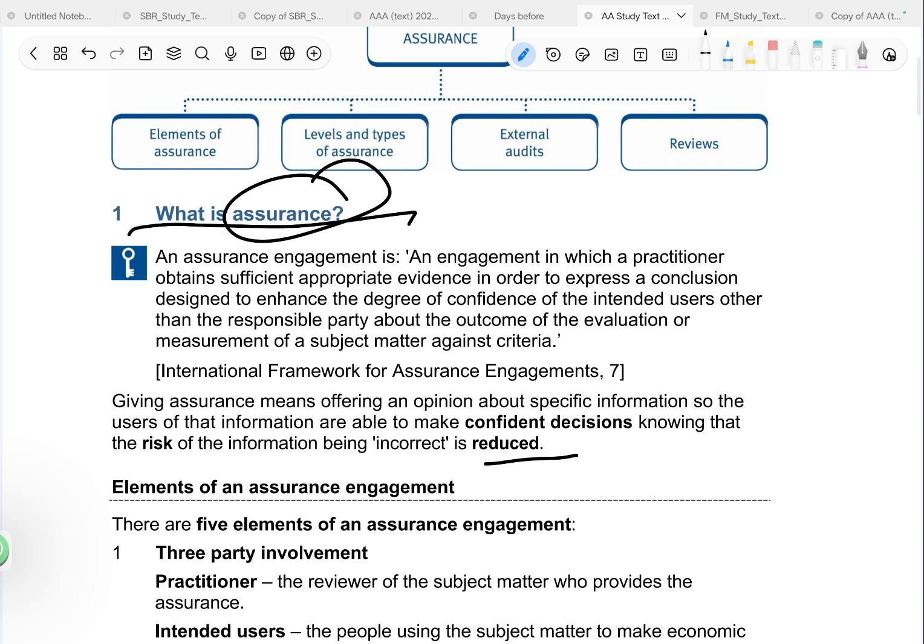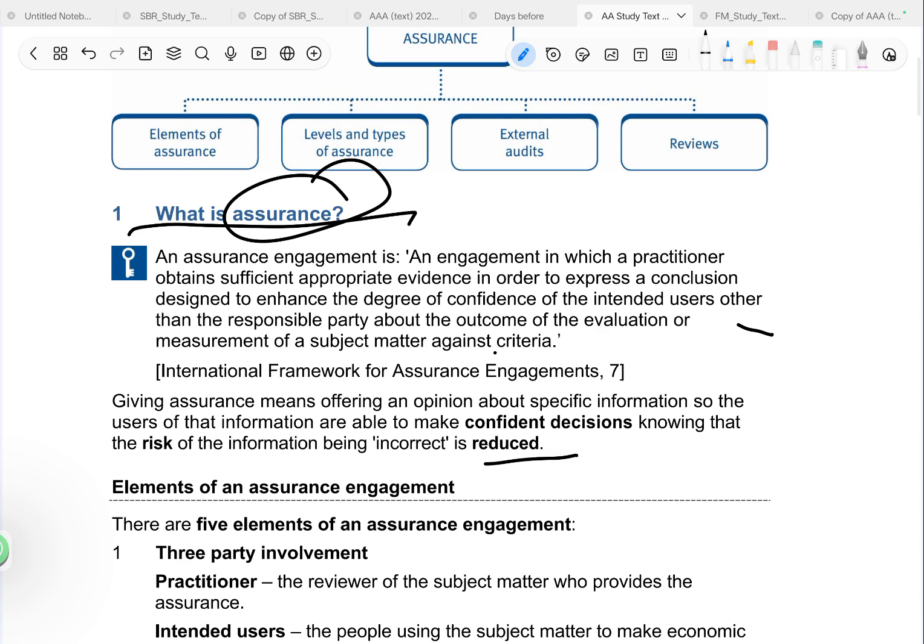Now let's take a look at the formal definition given in the international framework for assurance engagement. An assurance engagement is an engagement where a practitioner obtains sufficient appropriate audit evidence in order to express a conclusion, and that conclusion is meant to increase the confidence of the intended user other than the responsible party about the outcome of the evaluation or measurement of a subject matter against criteria. And I know that the definition sounds a bit heavy, so let's break it down. Basically, what happens is a professional examines some information, collects evidence, and then gives an opinion so that the people using that information can trust it more.